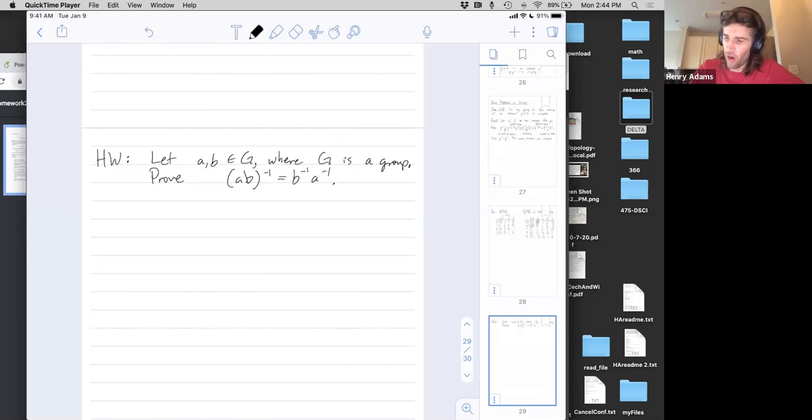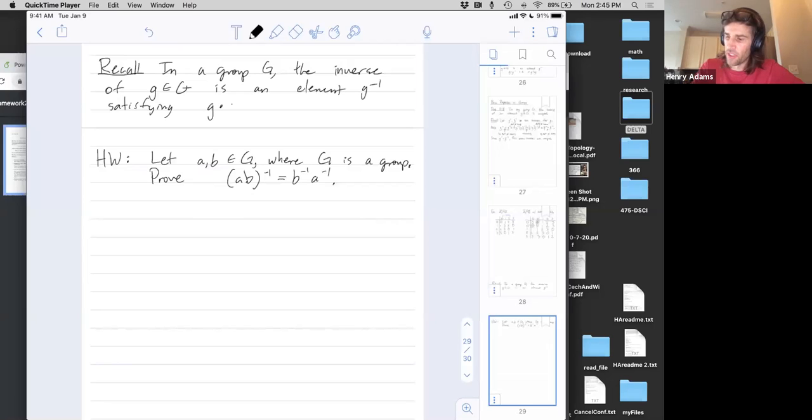Okay. So recall, in a group G, the inverse of some element g is an element g inverse satisfying g times g inverse is equal to the identity. And if I multiply them in the opposite order, I still get the identity.